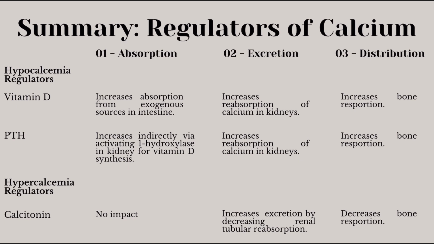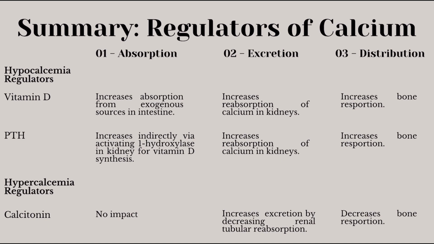So vitamin D and PTH are going to work to increase the level of calcium, whereas calcitonin will work to decrease the level of calcium. Vitamin D will increase the absorption from the intestine. As we said, it will target transcription factors in enterocytes, which will increase a certain carrier protein called calbindin and ultimately increase the absorption. Whereas PTH works indirectly via activating 1-hydroxylase, which will produce more vitamin D, and then vitamin D can do more of its function. Whereas excretion and distribution are the exact same thing for vitamin D and PTH.